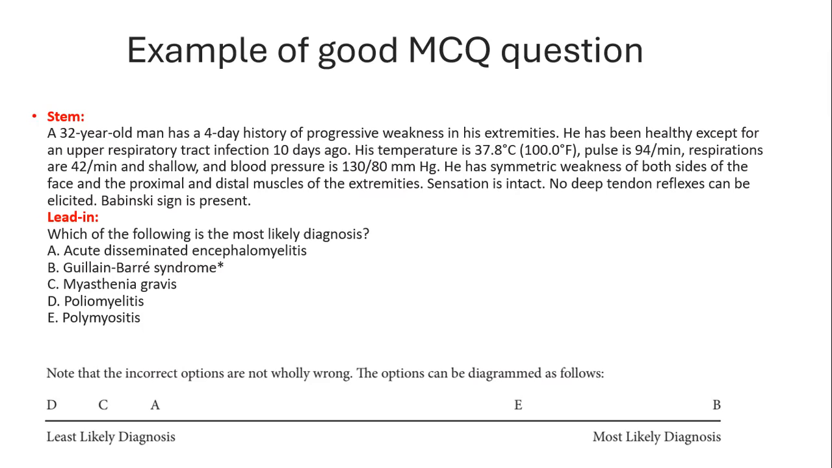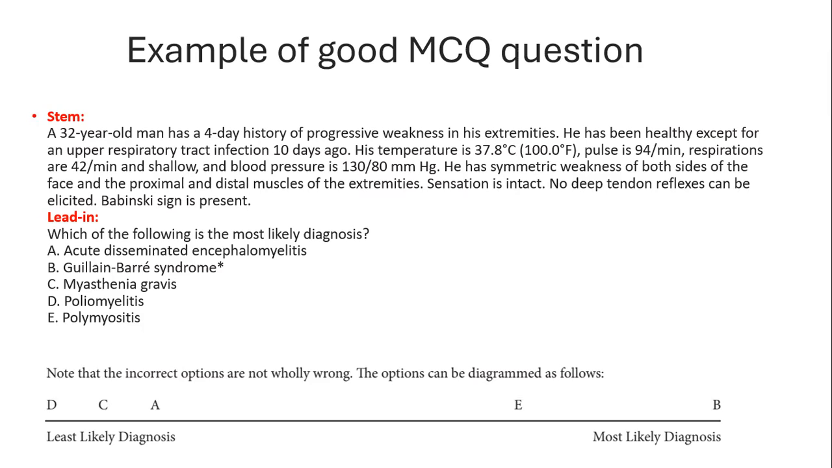He has symmetric weakness of both sides of the face and the proximal and distal muscles of the extremities. Sensation is intact. No deep tendon reflexes can be elicited. Babinski sign is present. Lead-in question: which of the following is the most likely diagnosis? Check the alternatives: acute disseminated encephalomyelitis, Guillain-Barré syndrome, myasthenia gravis, poliomyelitis, and polymyositis.